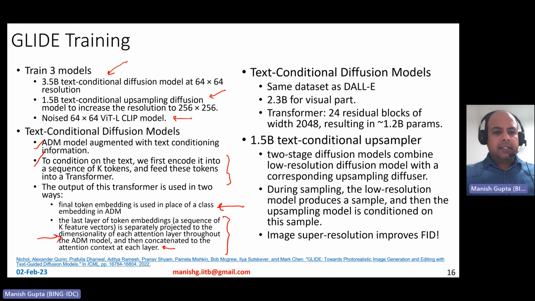So basically, people use the learnings from the diffusion models, specifically those improvements in the ADM model, and there they condition using the text part.